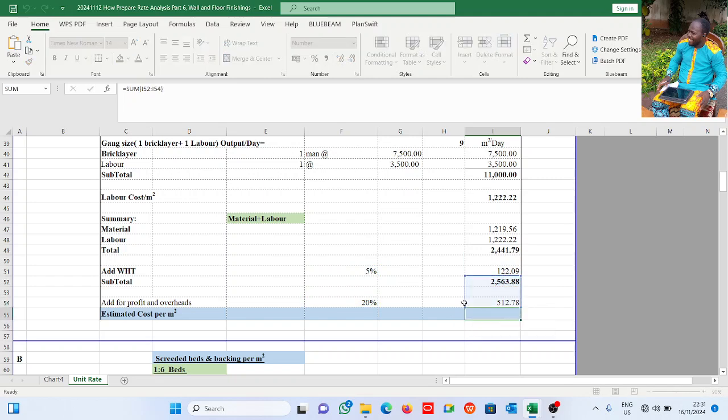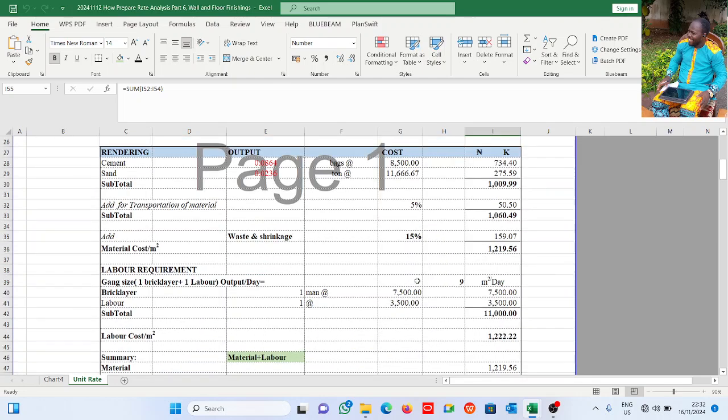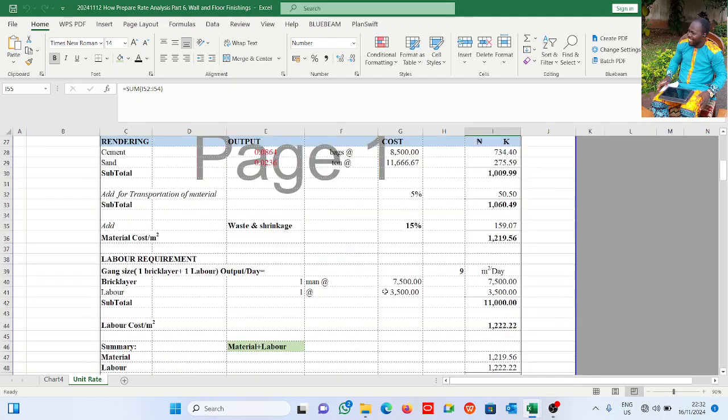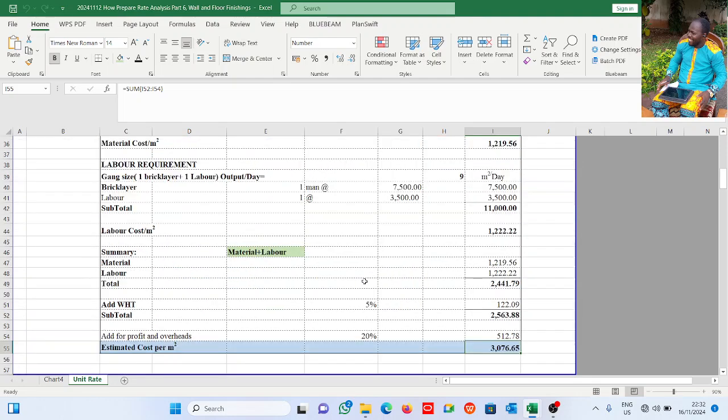Now I've always explained these are based on company size. Every company does not have the same profit and overhead. They might want to put 30, they might want to put 40, and even 45, depending on the company overhead. But for competition's sake, they bring it down so that they can also get the job. So we have estimated cost per square meter to be 3,077 naira. All right, this is for either plastering or rendering to walls.